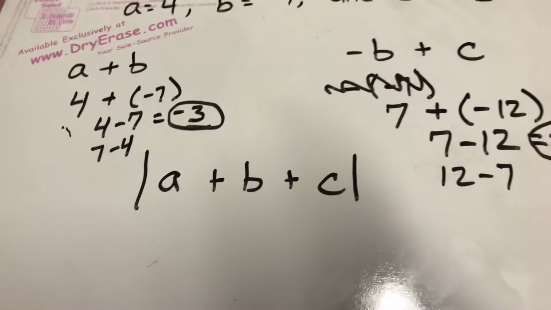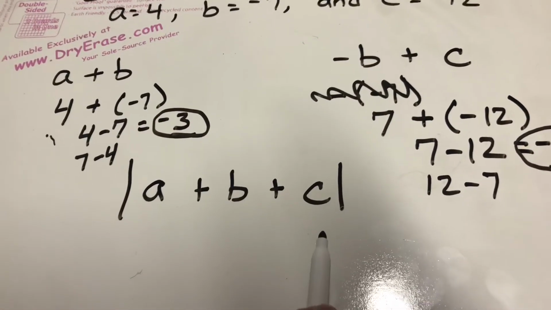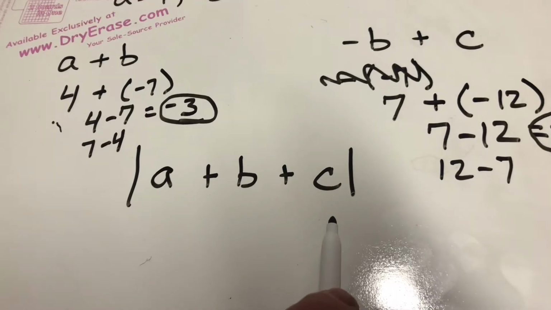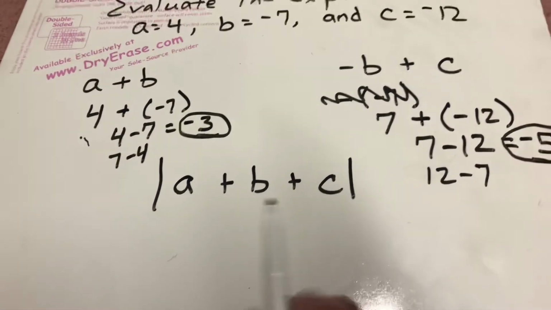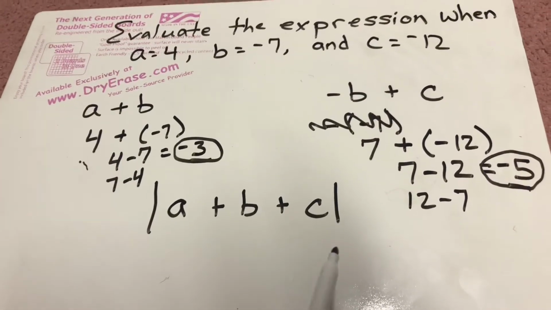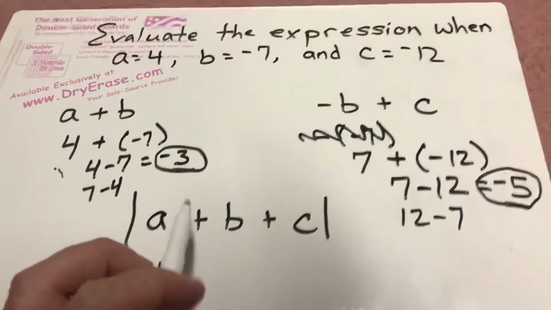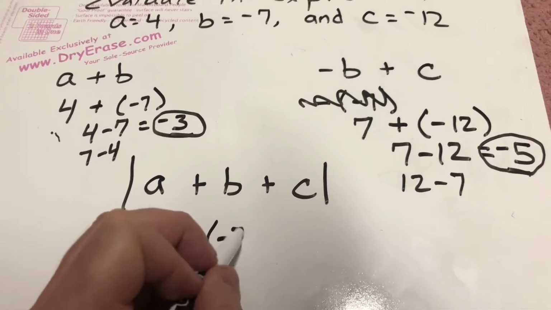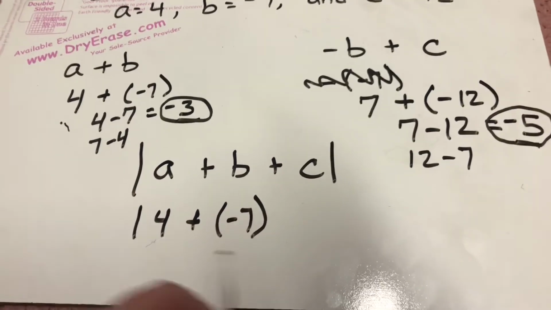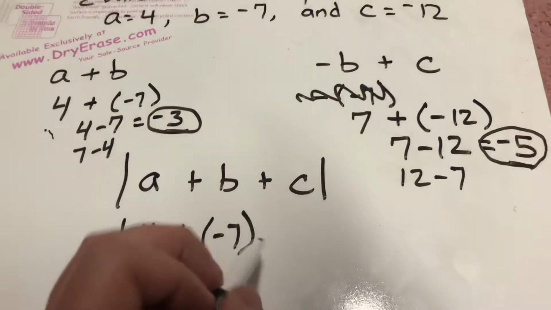All right, here we've got the bars. Remember what these bars are. Absolute value from lesson 1.1. Absolute value, remember, is how far a number is away from 0. So it's the absolute value of a plus b plus c. Well, a, it's the absolute value of 4. B is negative 7, so plus negative 7, parentheses to keep the operational signs separated, plus c. C is equal to negative 12.